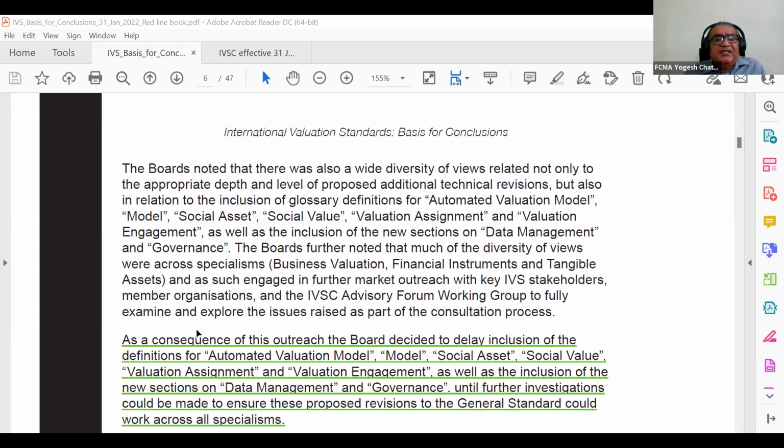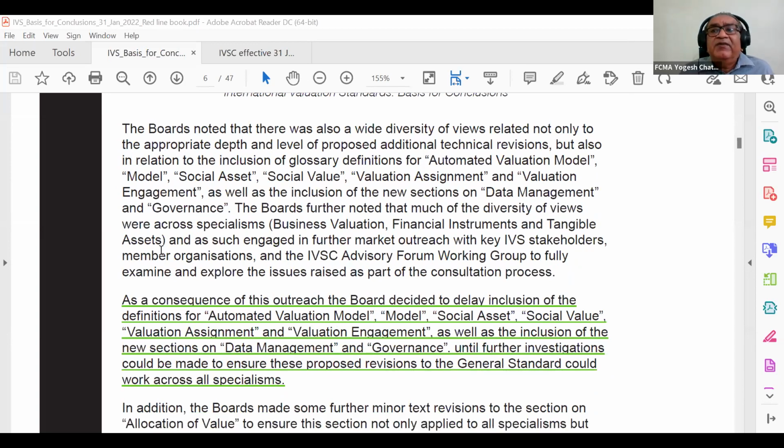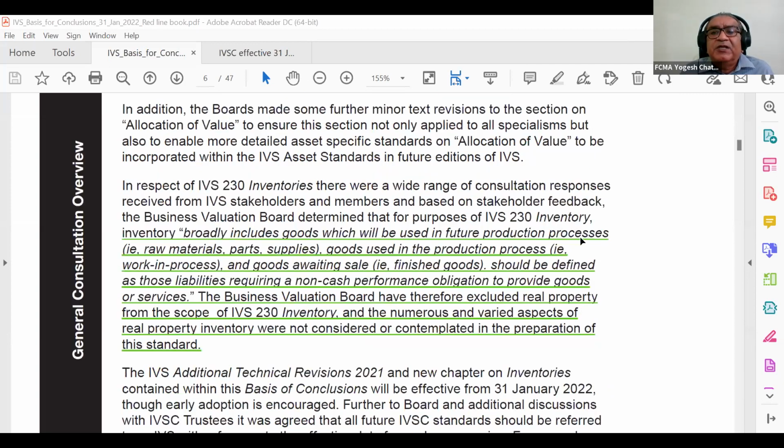This means as a consequence of this, the meaning of new terminology like data management and governance is also not incorporated in this. And this is very important, IVS 30 inventory. Inventory broadly includes the goods which will be used in future production processes, that is raw material, parts and supplies, goods used in production processes, that is work in progress, and goods awaiting sale, that is finished goods.